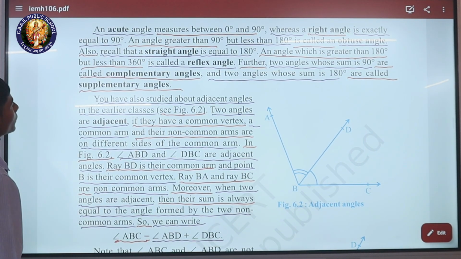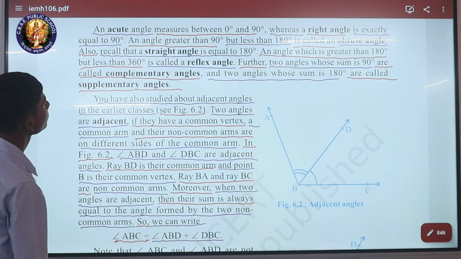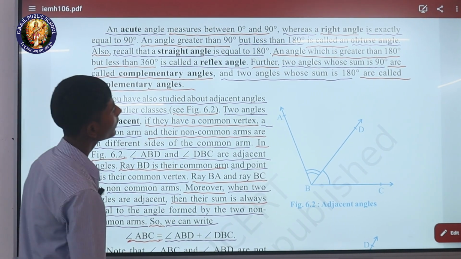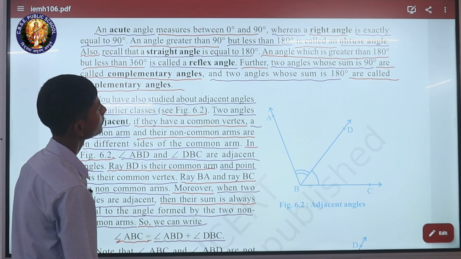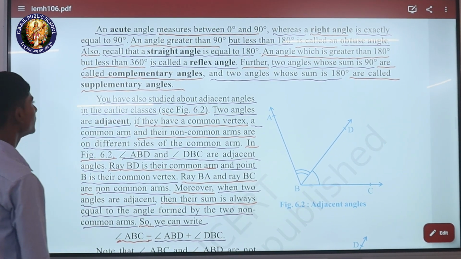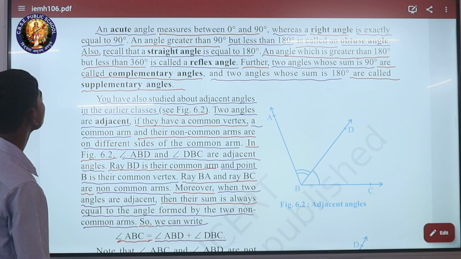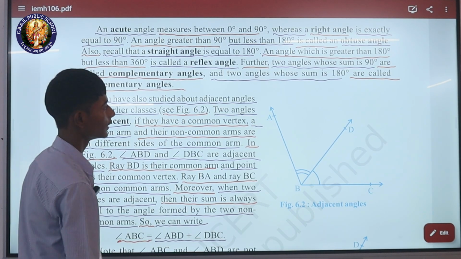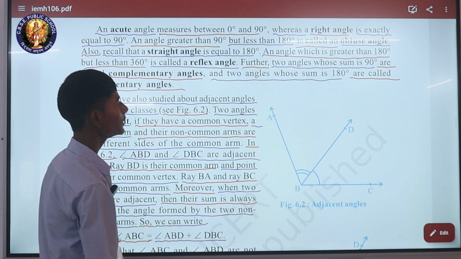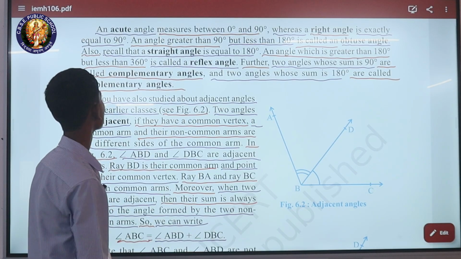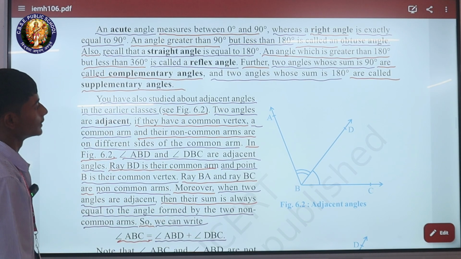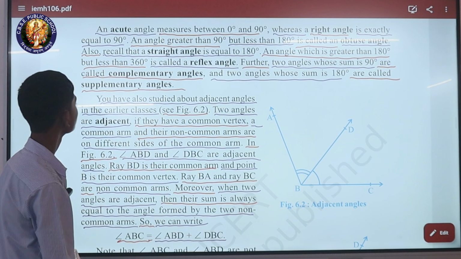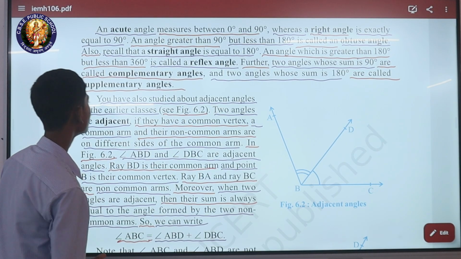Also, recall that a straight angle is equal to 180 degrees. An angle which is greater than 180 degrees but less than 360 degrees is called a reflex angle. Further, two angles whose sum is 90 degrees are called complementary angles, and two angles whose sum is 180 degrees are called supplementary angles.